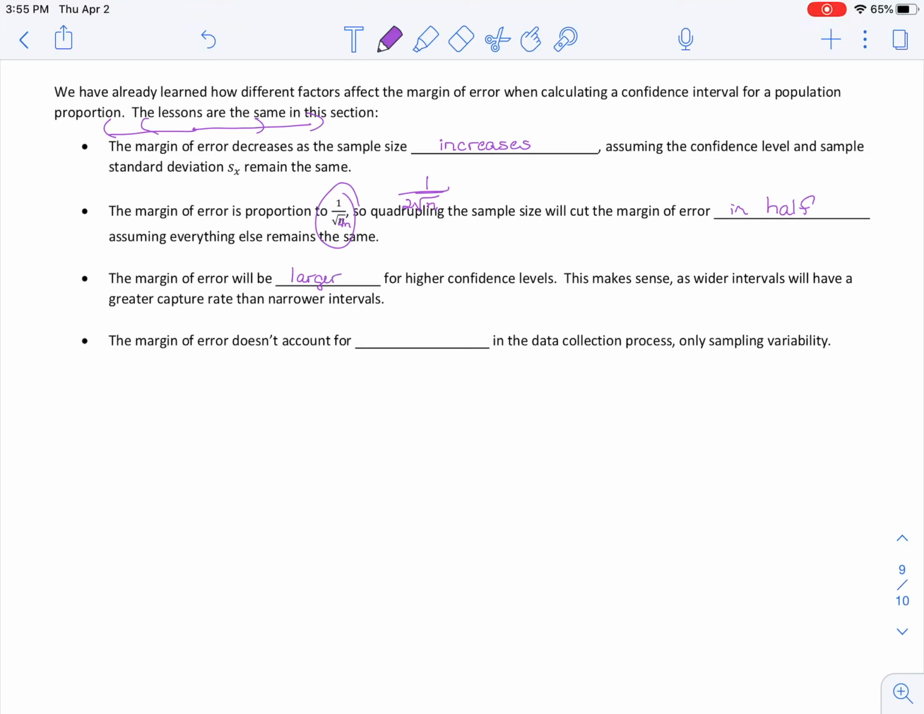The margin of error will be larger for a higher confidence level. If you have to have a greater capture rate, you're going to have a wider interval in order to achieve that. And as always, this has nothing to do with bias in your sampling method. It is only sampling variability that you are creating this interval for. So if somebody designs a biased sample, that sucks, you're just going to have a bad interval based off of it. You're not taking that into account whenever you add and subtract your margin of error.